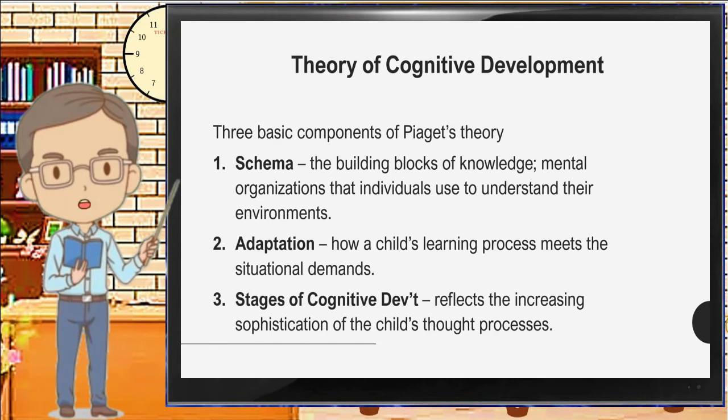In order for you to be healthy, you must learn adaptation, or changing the way we think to meet the demands of the situation. Sometimes situations will challenge our schemas, and we need to adapt the way we think so that we'll be able to deal with the demands of the situations. And later on, we're going to talk about the stages of cognitive development, which reflect the increasing sophistication of the child's thought processes.